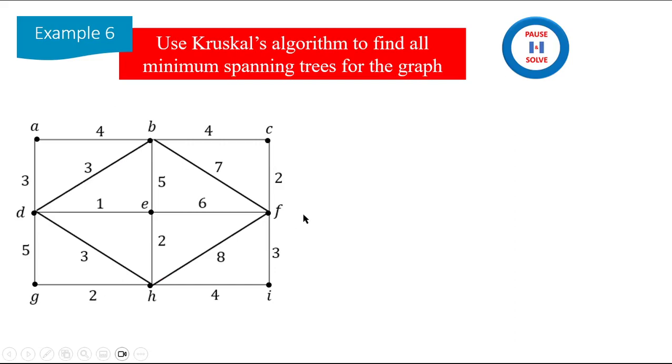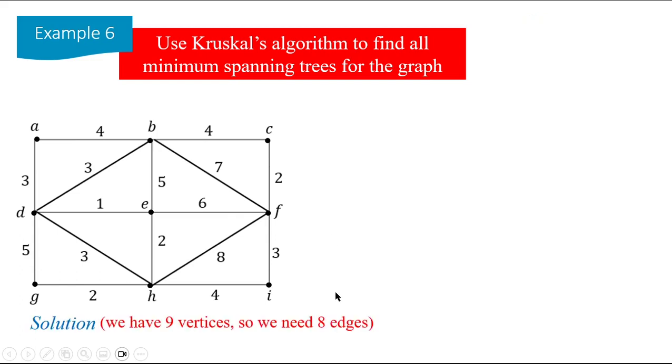Example 6. Use Kruskal's algorithm to find all minimum spanning trees for the graph. Let's look at this graph here. And so again, here you have 1, 2, 3. You have 9 vertices, so you need 8 edges. Okay? So these are your choice, the edge and the weight.